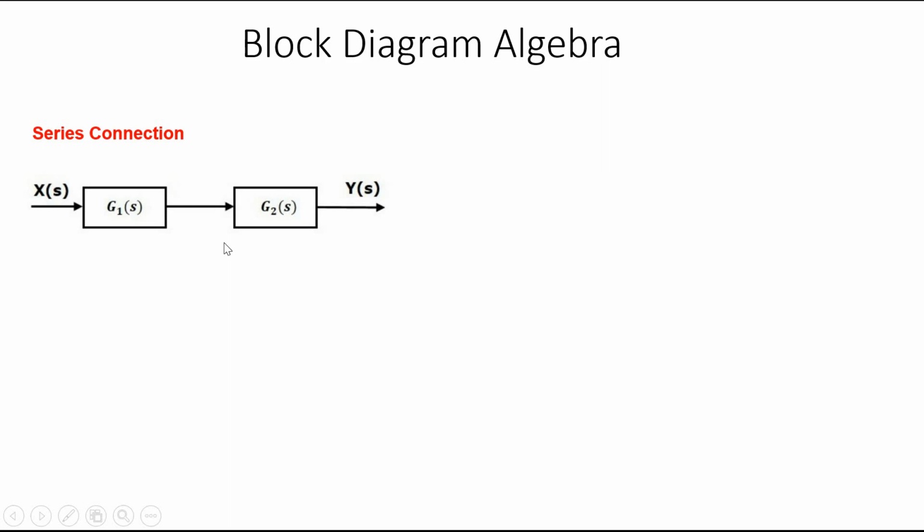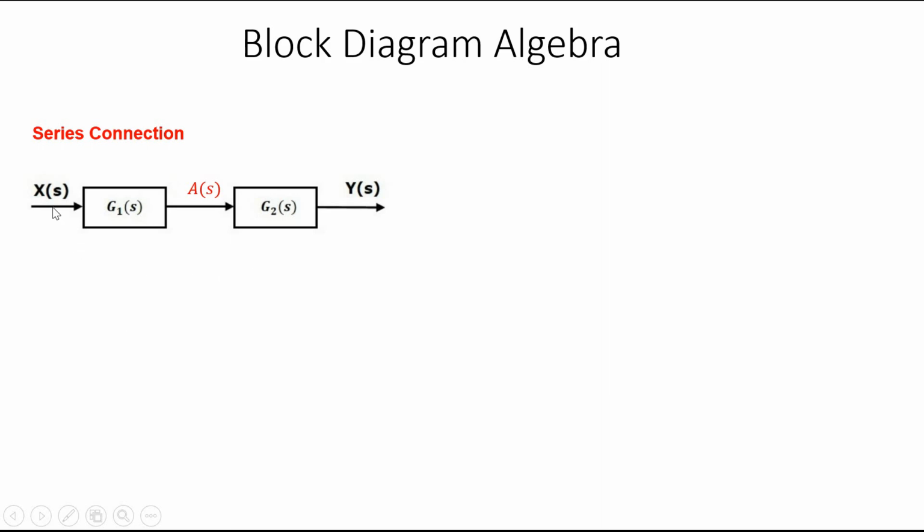Next we can discuss block diagram algebra. First one, series connection. So this is actually a series connection. Say this is the input signal to the first block and the output of the first block is taken as the input to the second block, and this is the final output. So what we can do to reduce it to a single block, that is the series connection. We have to replace these two blocks by a single block.